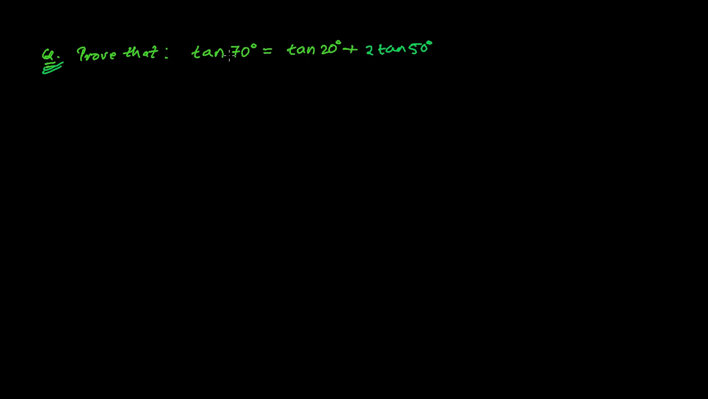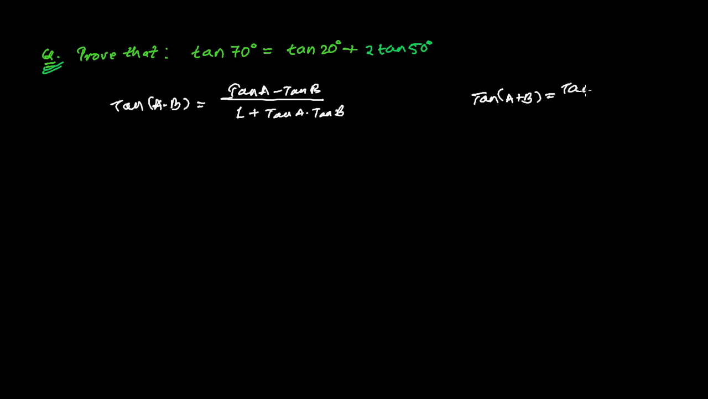Since this question is completely based on tan, it means we need to use either the tan (a plus b) formula or the tan (a minus b) formula. All right, tan (a minus b) is (tan a minus tan b) divided by (1 plus tan a tan b), and the formula for tan (a plus b) is (tan a plus tan b) divided by (1 minus tan a tan b).